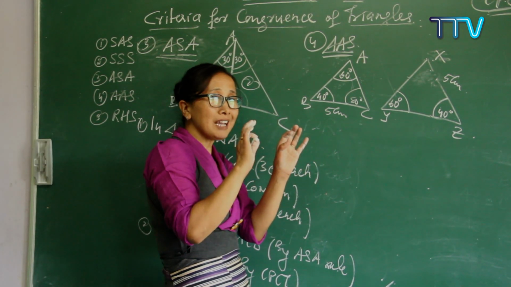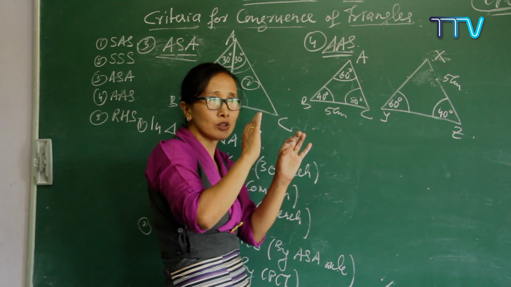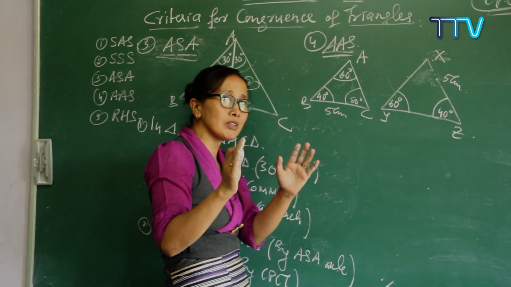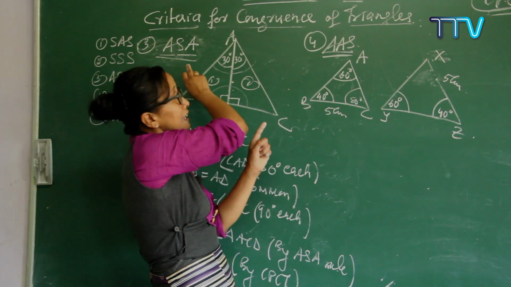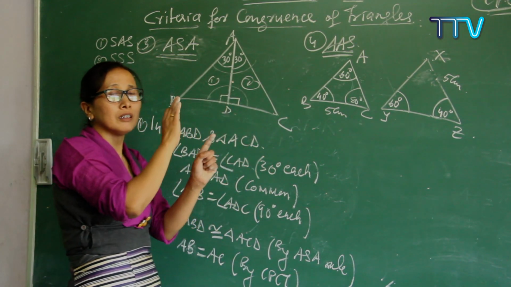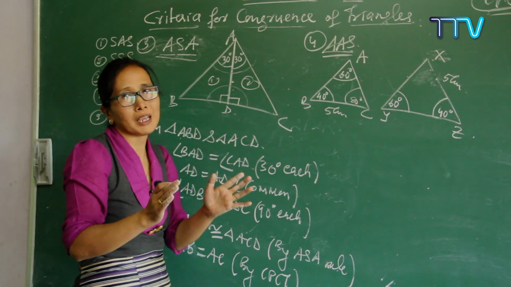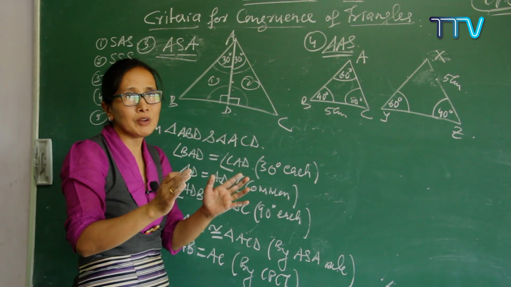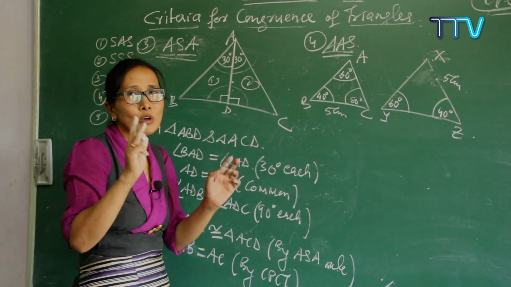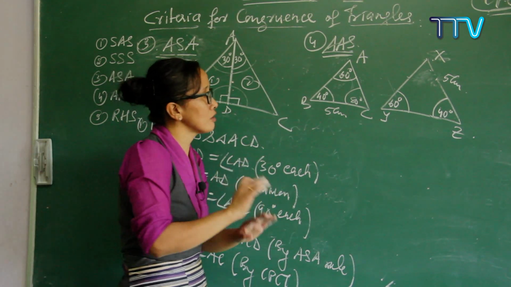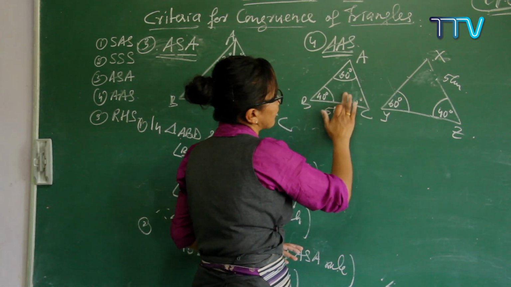Understood? And for side angle side, you have to follow this rule and order. The angle has to be lying in between 2 sides. But regarding angle side angle, you don't have to look at it, the side is not necessary to be in between 2 angles. Whether it is lying in between or not doesn't matter. If there are 2 angles equal and 1 side equal, that means the 2 triangles are congruent to each other. Understood? So you have to get clear with this.